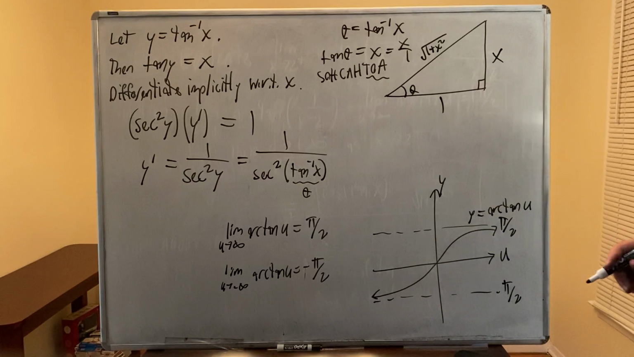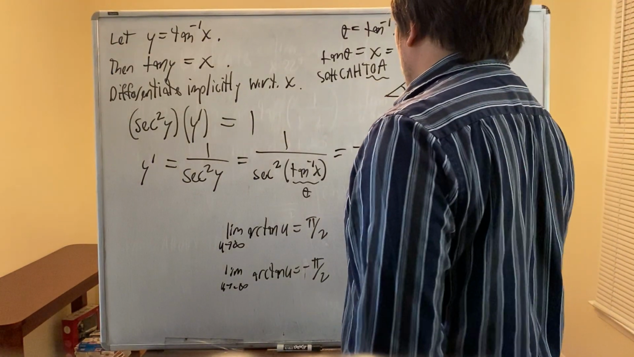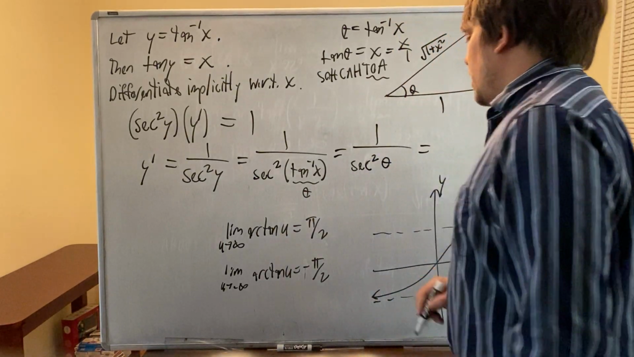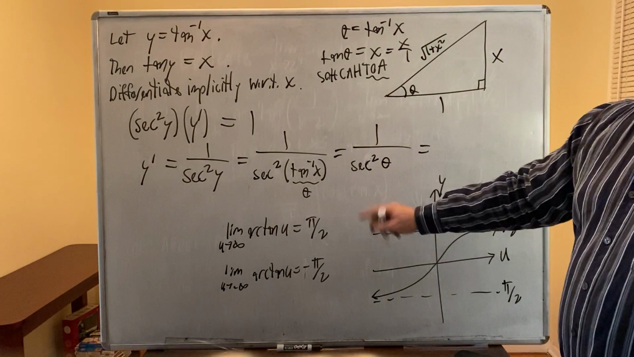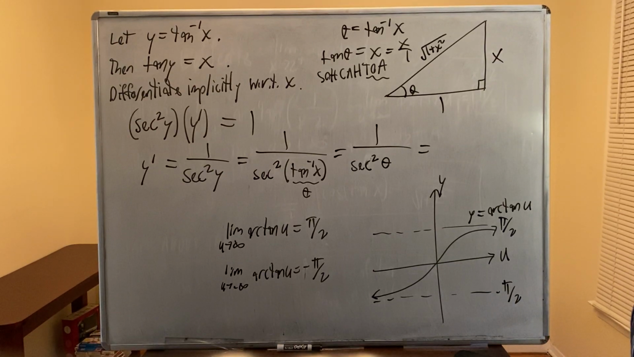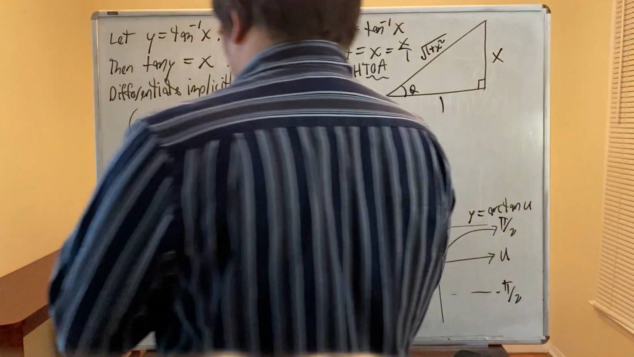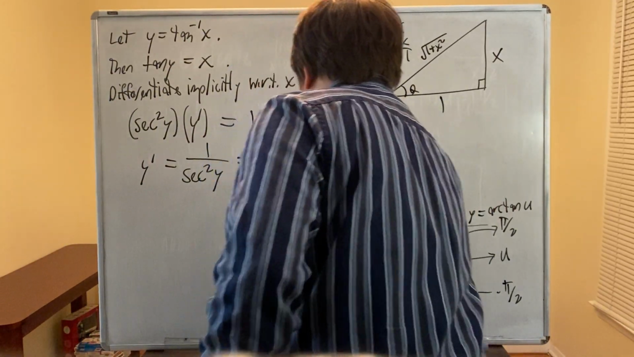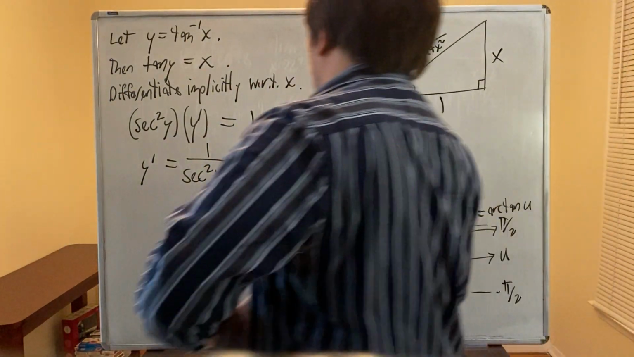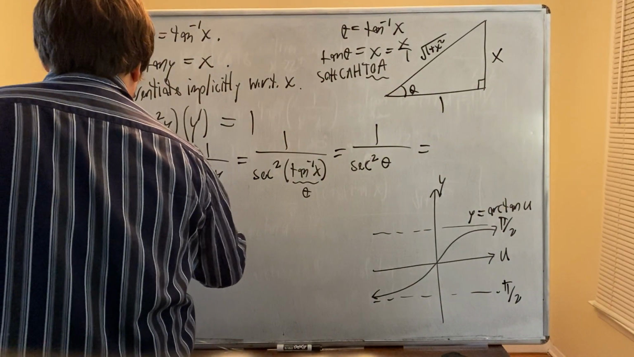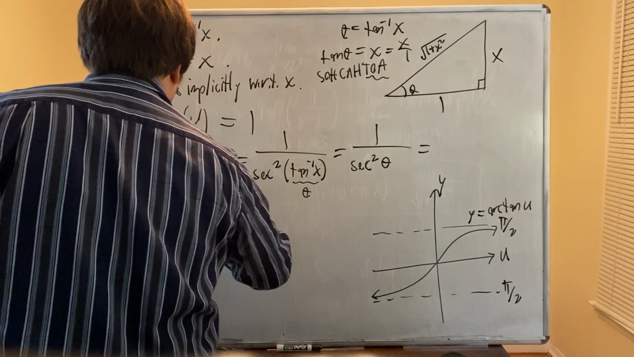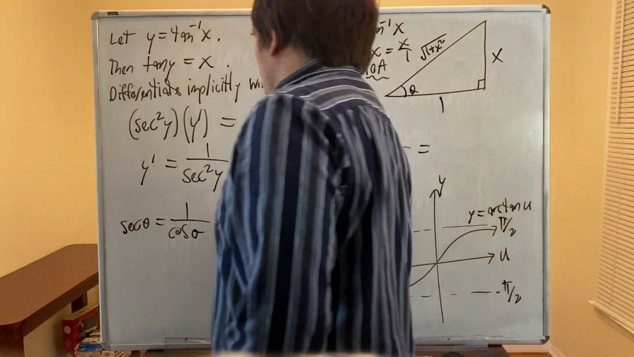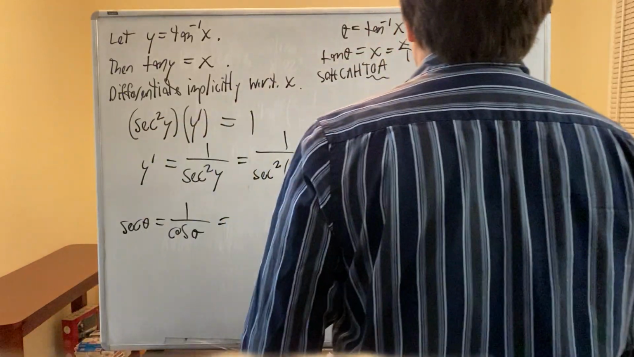Okay, so now we have 1 over secant squared of theta. Secant squared theta is secant theta squared. Well, secant theta, actually I don't need these limits, so we're going to erase these two limits here. Secant theta is 1 over cosine theta. It's the reciprocal of cosine. So secant theta is 1 over cosine theta.